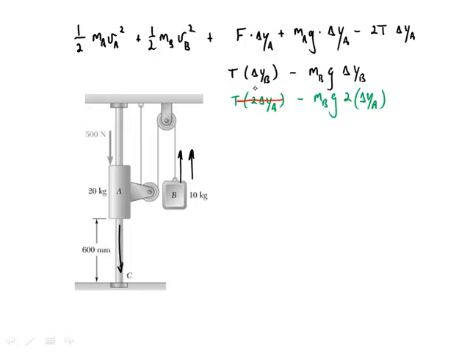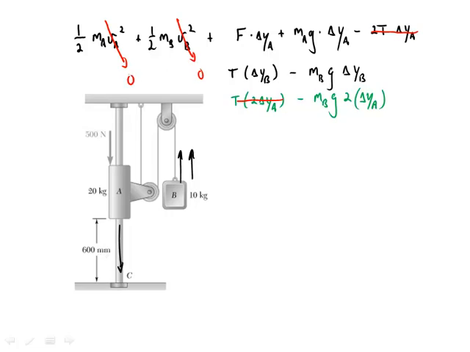Now that becomes important because what you're going to see is that T times 2 delta y A cancels with 2T times delta y A. The 2 can be anywhere. One's positive right here, this one's negative, so they go away. Keep in mind also initially my velocities are both 0, so those terms go away.